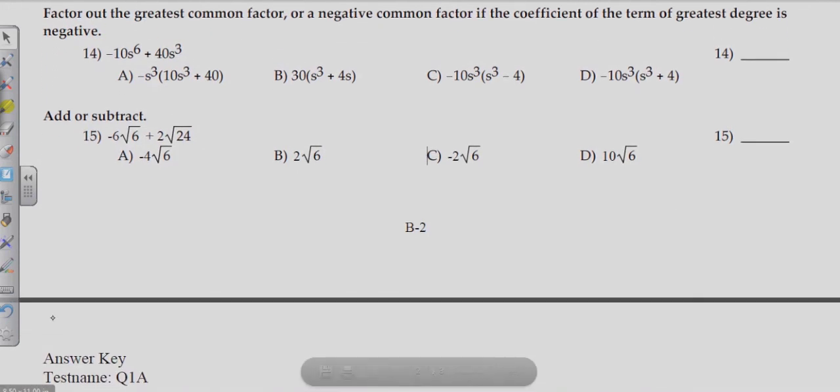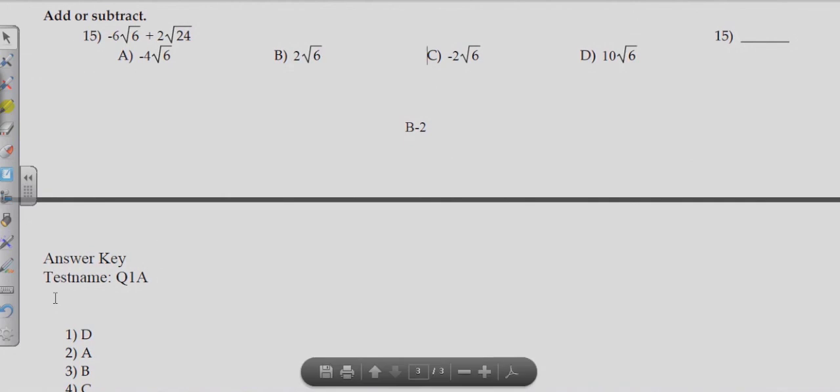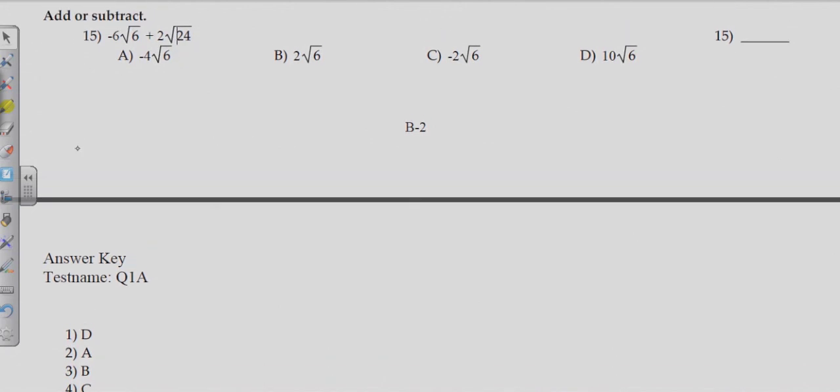Okay, factor, we didn't take factoring yet. Add or subtract, we did this already, but let us do it again as another practice. Radical 6, radical 2, you cannot add them, but we have to simplify to be able to add. Maybe after simplifying you can add. So let's simplify 24. If you factor it, you get 2 times 12, 2, 6, 2, 3, and 3, 1.